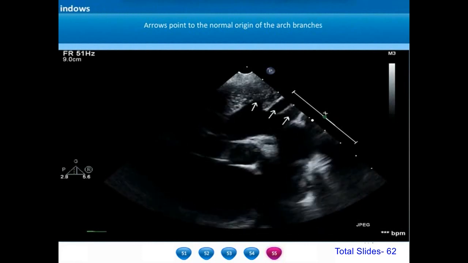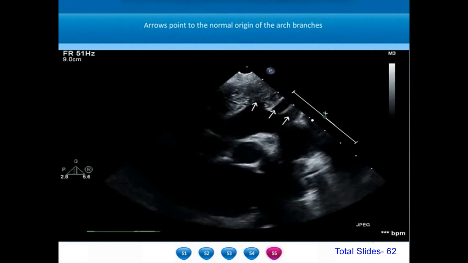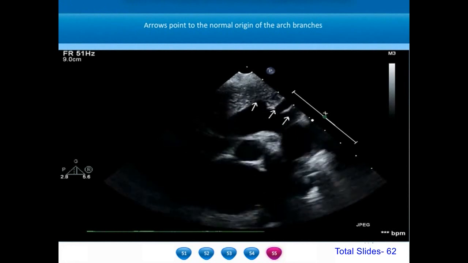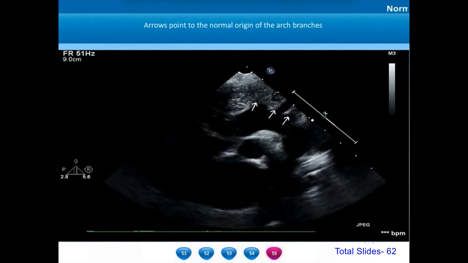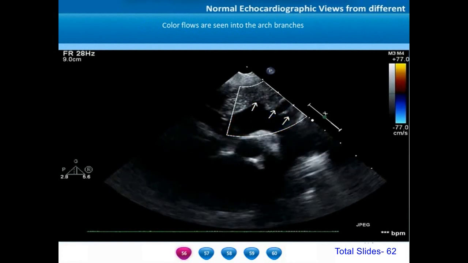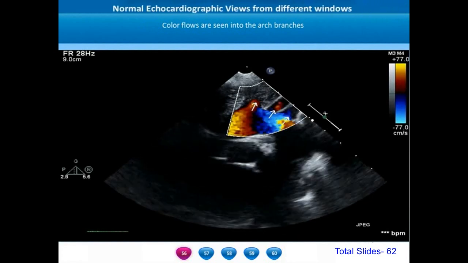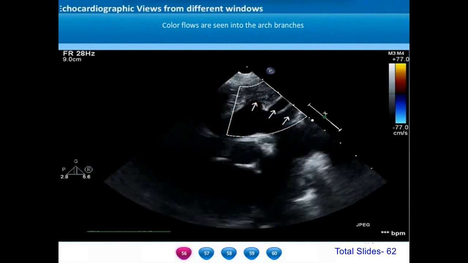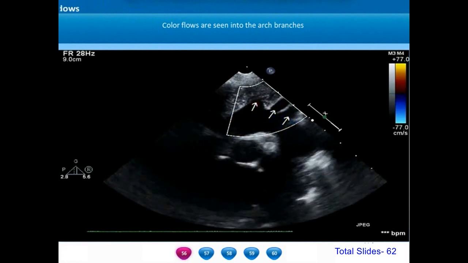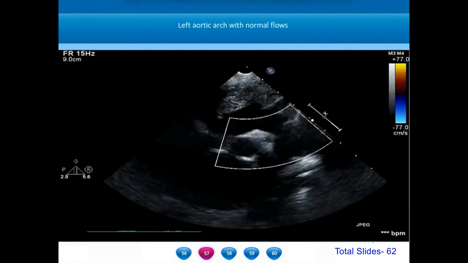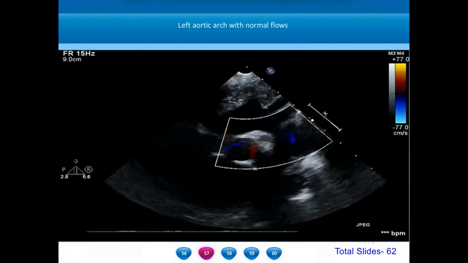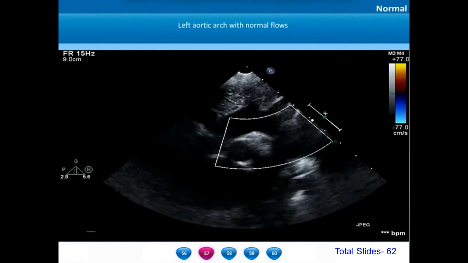On the outer surface of the aortic arch, we can notice the normal origin of the arch blood vessels. The first branch will be the innominate artery, the second and third will be the left carotid and left subclavian artery. We can appreciate the color flows into the arch vessel branches. The first branch being the right innominate artery, the second and third being the left carotid and left subclavian artery. With color Doppler, we can also appreciate the normal systolic flow in the arch of the aorta and descending thoracic aorta.